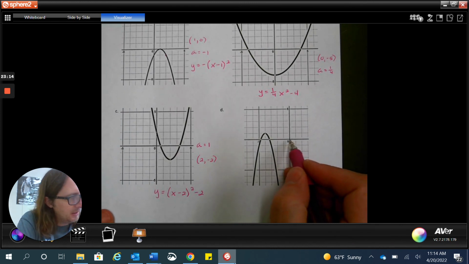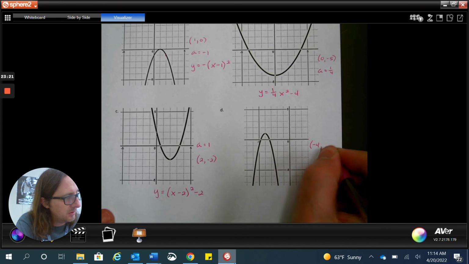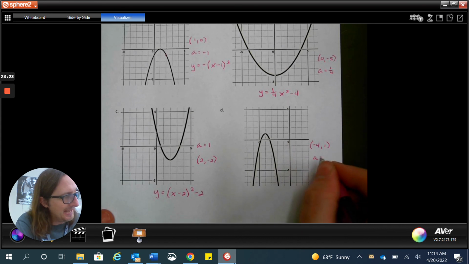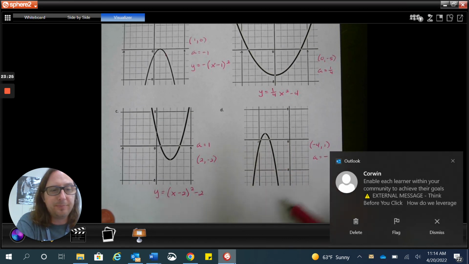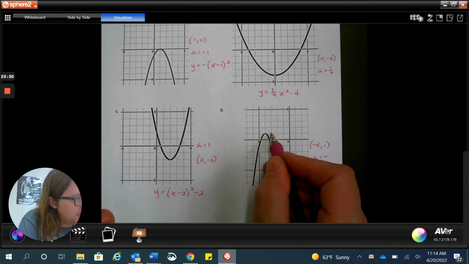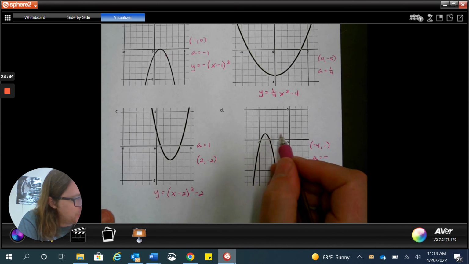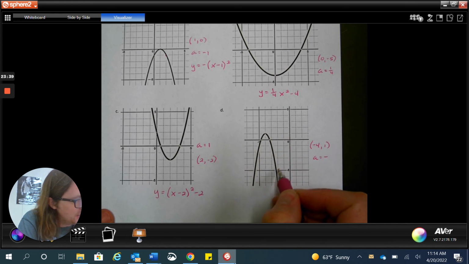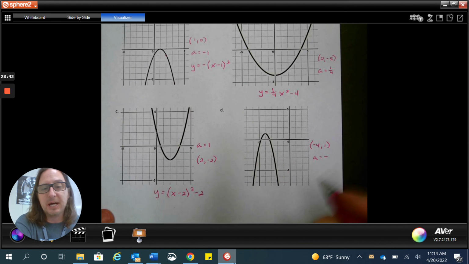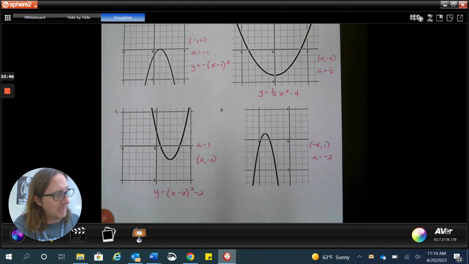For this one, looks like my vertex is at (-4, 1). My a value has to be negative because it's facing down. And when I go over 1, I'm going down 2. When I go over 2, I'm going down 8. I'm doubling the amount that I should have gone. So my a value is -2 for that one.